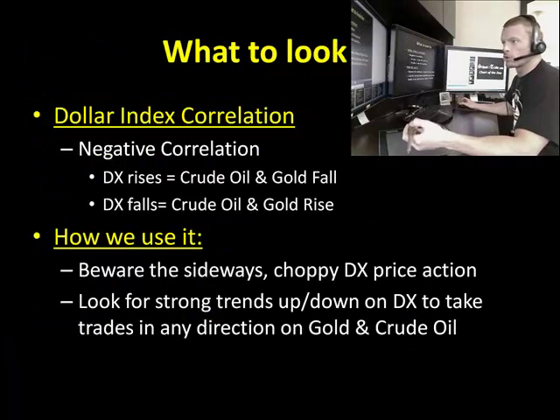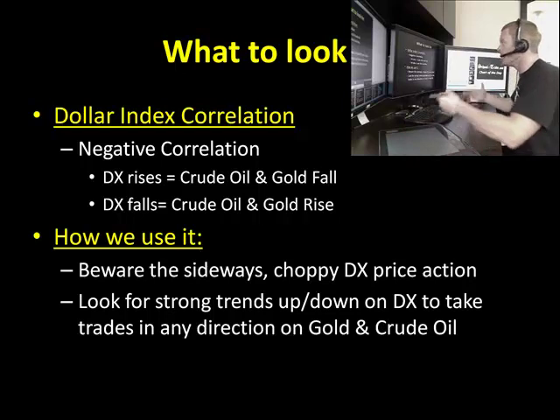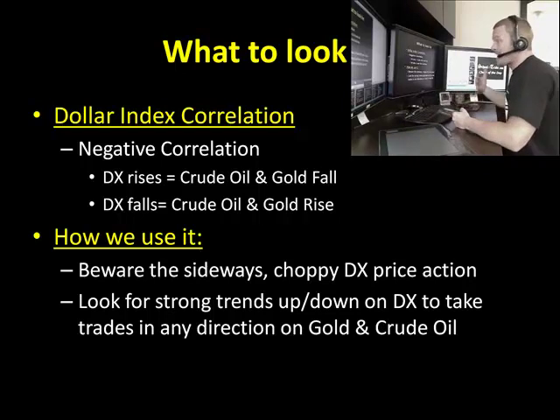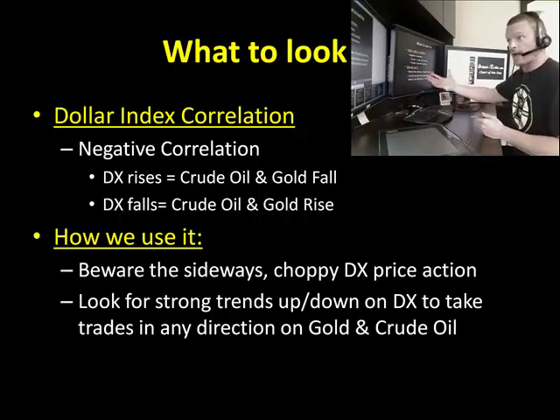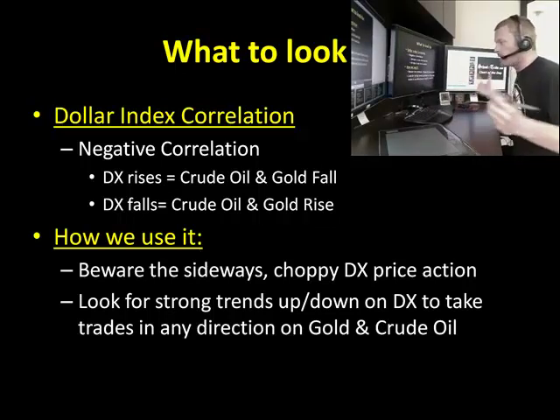Now, when it comes to the correlation, it's a negative correlation between the dollar index, crude, and gold. So if the dollar index, if the DX is rising, crude and gold will fall. If the DX falls, crude and gold will typically rise. Now, how do we use it? Because people are always saying, well, yeah, Joe, we know this. This is nothing new. There's correlations all over the place.